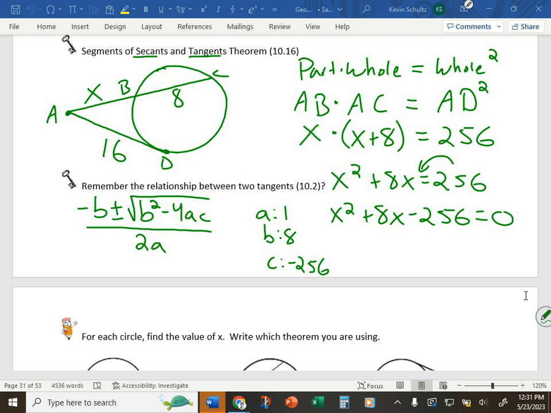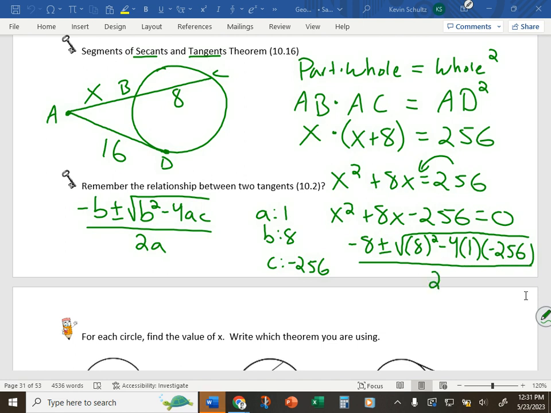Now plugging in the pieces here, our b value is 8, so negative 8 plus or minus the square root of 8 squared minus 4 times 1 times negative 256, all divided by 2 times 1. So, good question. How do you solve this?